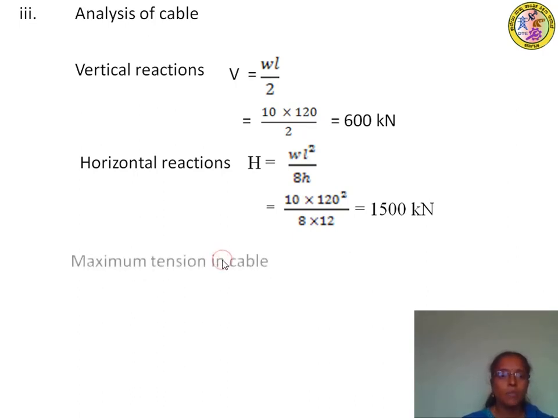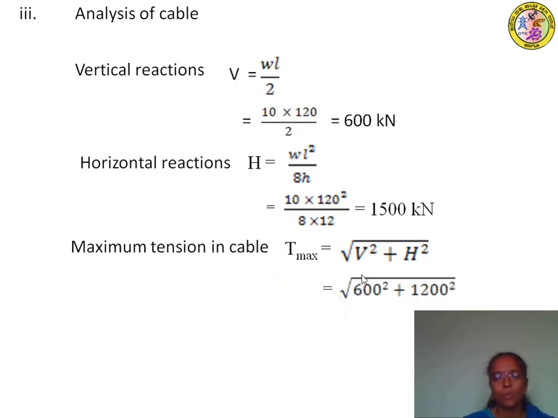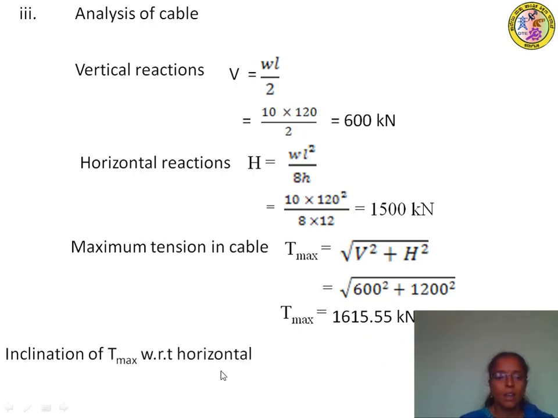So now maximum tension in the cable is given by root of V square plus H square. So V is 600 and H is 1500. So if you substitute it, root of 600 square plus 1500 square. So then Tmax is equal to 1615.55 kilonewton. Next, inclination of Tmax with respect to horizontal is given by theta max is equal to tan inverse of V by H.